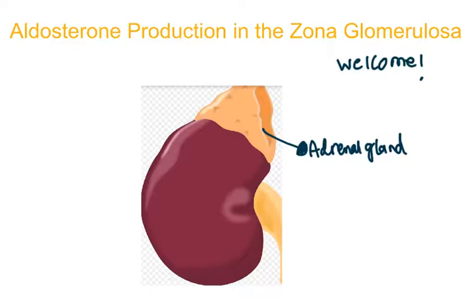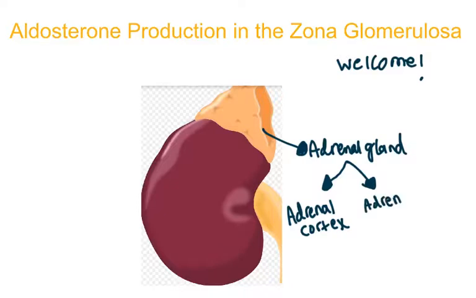So let me say that our adrenal gland is made up of an adrenal cortex, which is made up of several layers, and our adrenal medulla, which is mainly responsible for norepinephrine and epinephrine secretion. In this video, we're going to be talking about the first layer of the adrenal cortex, called the zona glomerulosa. Again, our adrenal glands sit on top of the kidneys. So let's go and get started.